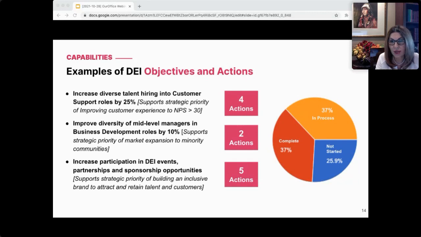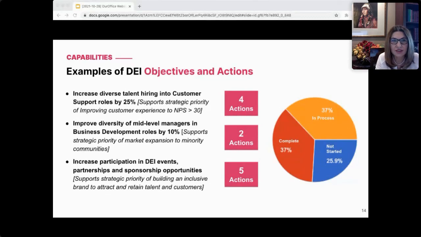And then, of course, on the right-hand side in the pie chart, we show a sense of how many are in process, how many are completed, how many are not started yet. This makes for a complete solution in terms of having a DEI plan that is shared, that is visible, that is actionable, and that really makes a difference in the organization.